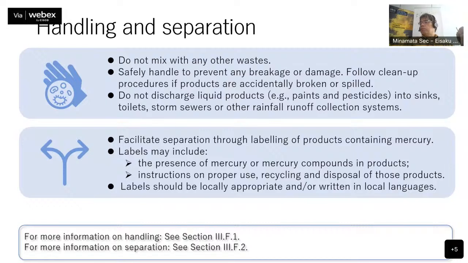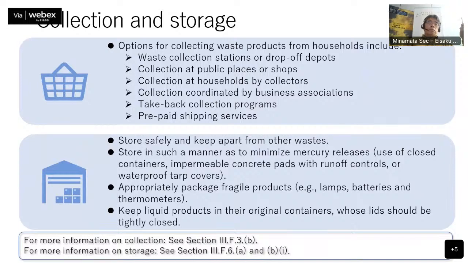Separation of waste of mercury added products from other waste could be facilitated through labeling. Labels may include the presence of mercury or mercury compounds and instructions on proper use, recycling, and disposal. The TG provides several options for collecting waste of mercury added products from households, as shown in the slide. If you would like to know more about these options, please refer to section 3F3B.